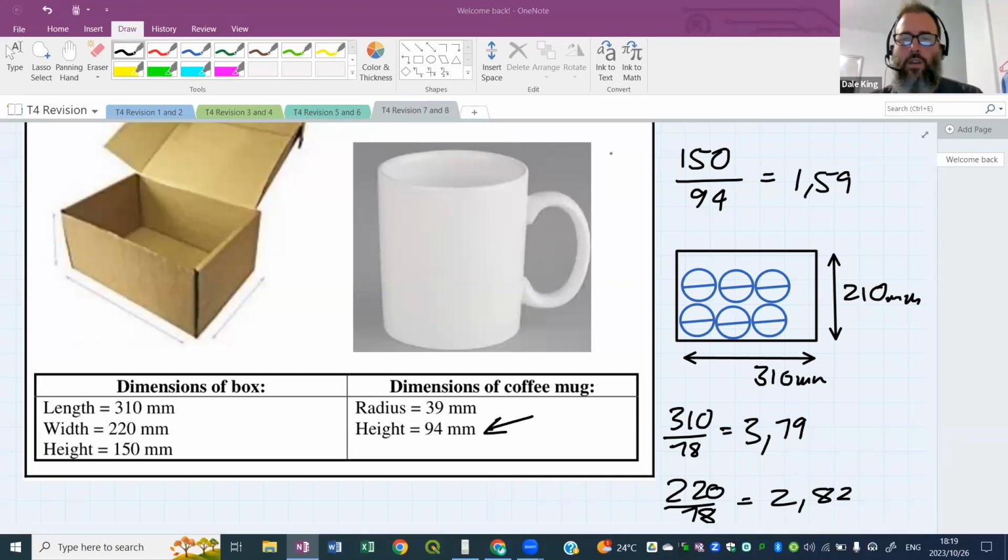All right. We can do 3 lengthways. We can do 2 across the width. There's only space for 1.59 mugs high. If it was 2 or more, we could stack 2 mugs on top of each other and it would be 6. But we can't. So we're stuck with 1 mug high. We can't put another on top. So all we can do is 6 mugs.